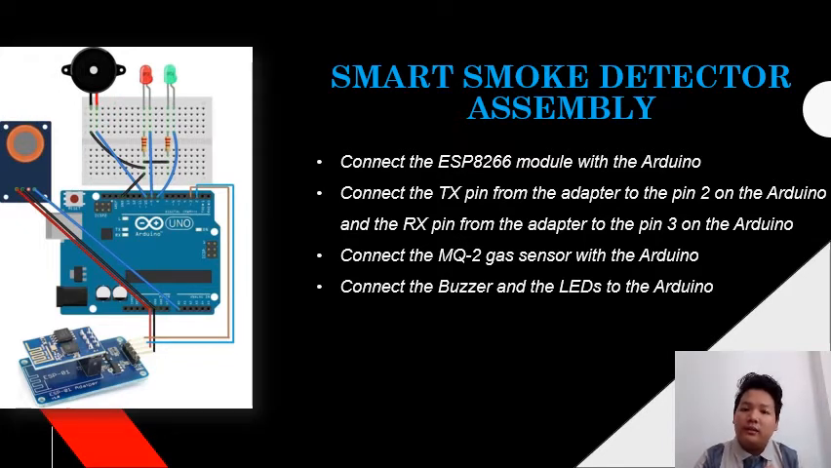connect the buzzer and the LED to the Arduino. Connect the positive on the buzzer with pin 10 on the Arduino and the negative on the buzzer with GND on the Arduino. Then connect the negative side of the LED to the GND through the 220 ohm resistor, with the positive side to pins 8 and 9 on the Arduino. Okay, that's all for how to assemble the smoke detector.